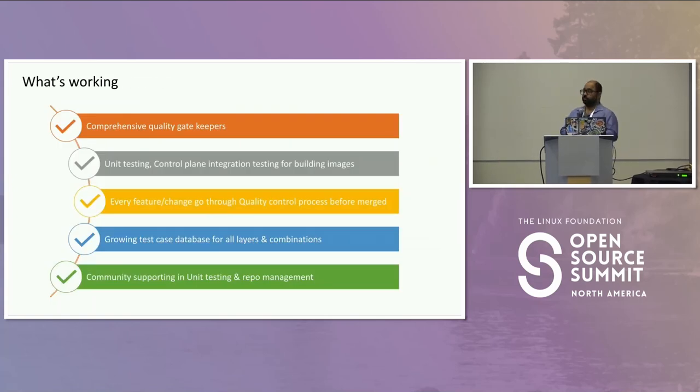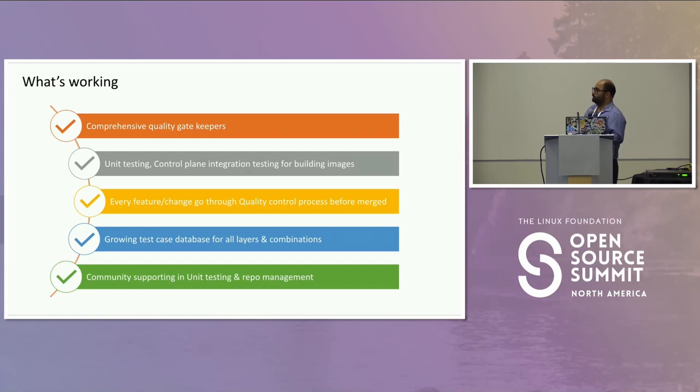All right, so what's currently working? We have full support from the community, and we have a lot of comprehensive quality gatekeepers. As I mentioned, we do unit testing, integration testing, and control plane testing for building images. Before merging the code itself, we do a lot of checks, and it's very important. Every feature and change request has to go through a PR process and a control process before we merge it.